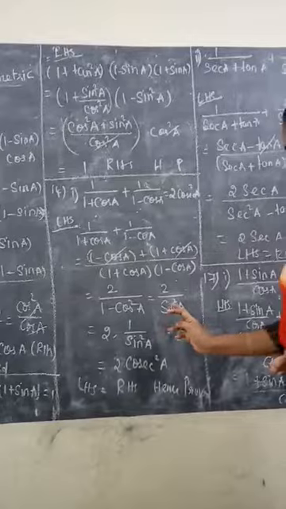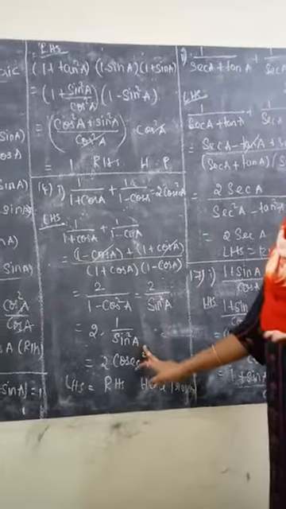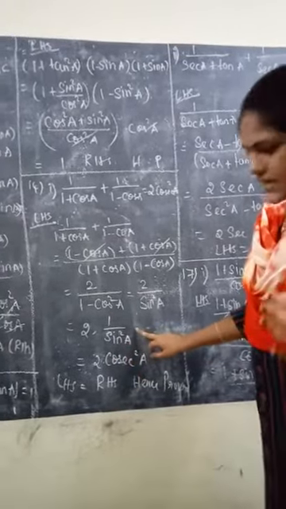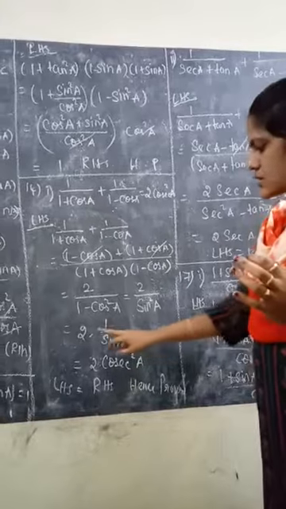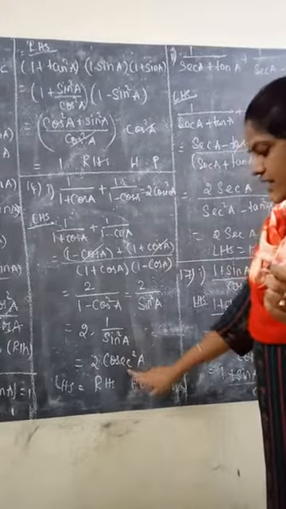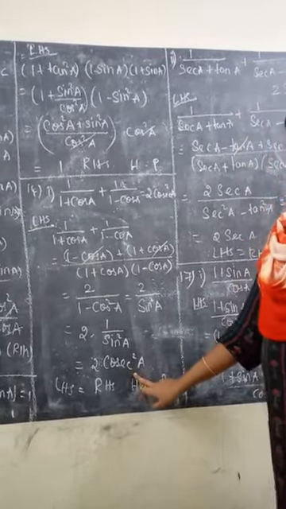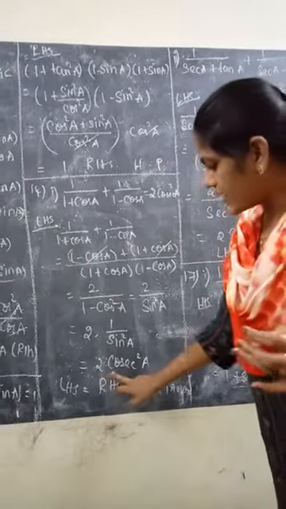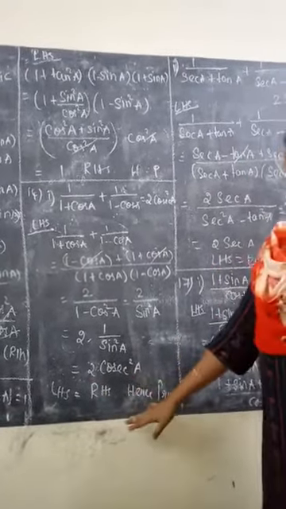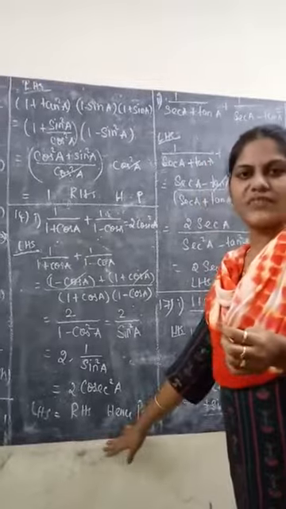Next you need to split that. 2 into 1 by sin squared A. Listen, sin is the reverse of cosecant. So 1 by sin squared A is the reverse of cosecant, so cosecant squared A. So 2 into cosecant squared A, that is the right hand side. So here we prove left hand side is equal to right hand side.